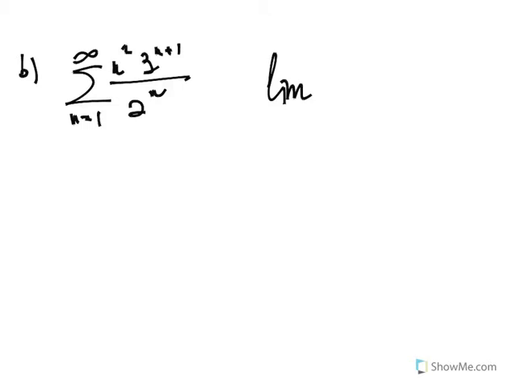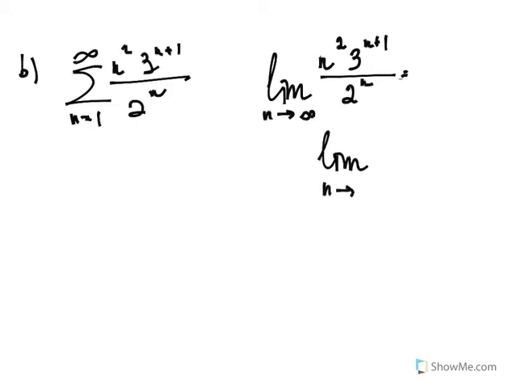It's n squared times 3 to the power of n plus 1 over 2 to the power of n as n approaches infinity. So you can actually play with it. You can plug in 1, 2, 3 and see which one goes faster. I can rewrite it to help you see which one actually does grow faster.